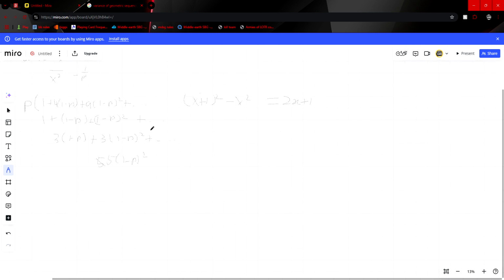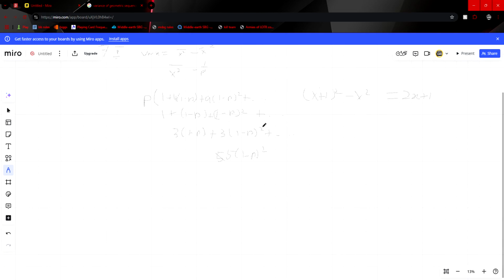So for the nth one, it will be 1 minus p squared plus 3 (1 minus p) squared plus 5 and 1 minus p, 1 minus p to the n minus 1, 3 (1 minus p) to the n minus 1, 5 (1 minus p), and 7, and so on. And now we can just find the sum of these.